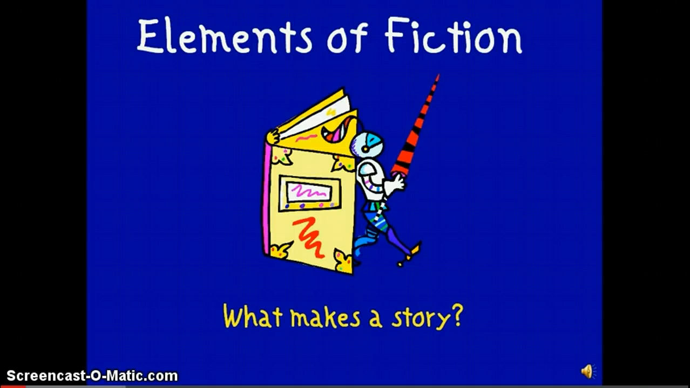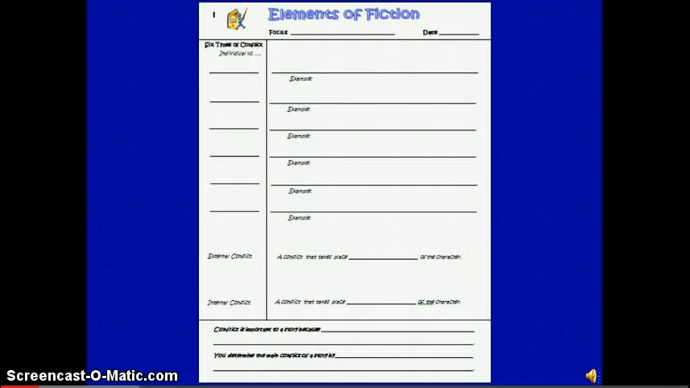Welcome to our flip lesson on our element of fiction of conflict. This is a very important element of fiction because it's really going to help drive our story forward. While you're watching our flip lesson, you will be taking some Cornell style notes. Notice on the left side of the page, in our Q column, you will be identifying the 6 different types of conflict. They all begin with the phrase individual versus.